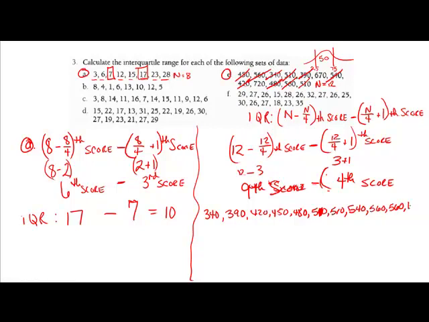Last two are a 670 and a 720. Okay, so there's my 12 numbers written out in order. I need the fourth score and the ninth score: 560 minus 450 equals 110. So my interquartile range for E is 110.